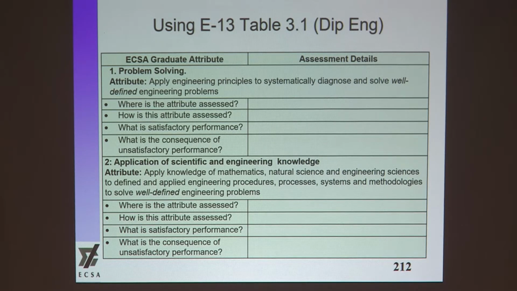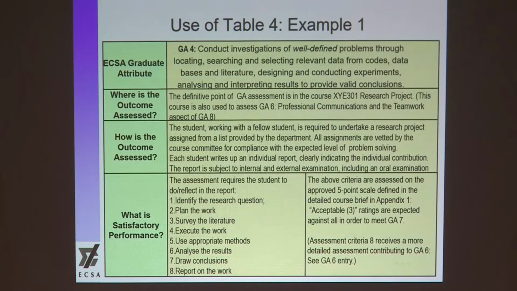And this is where often you get, what is satisfactory performance? 50% pass mark. Yeah, it's where, what course, how are you doing it? If you've got a rubric, or what are you doing? What is satisfactory? And then what's the consequence of not getting it: fail the subject or repeat or something like that? And you've got this for all of them. There's an example of that we put in here.